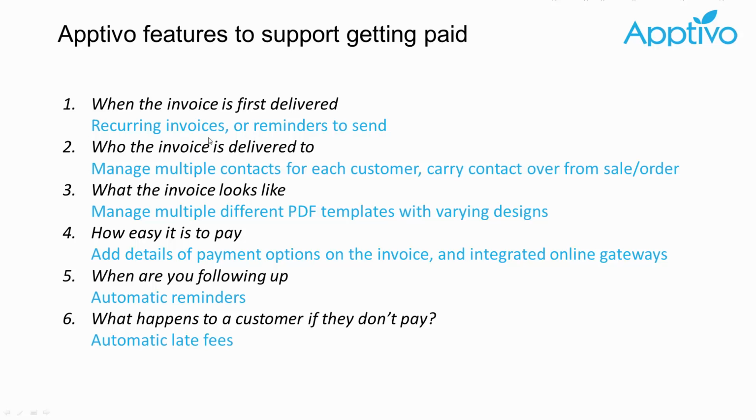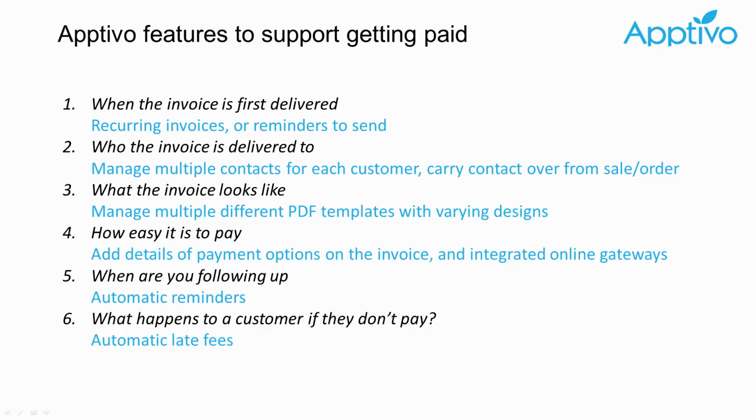So as far as this first one, when the invoice is first delivered, there's a couple ways that you can control this. One is we actually have a recurring invoices feature, where in some cases, like you're doing monthly billing, when you send that invoice is quite important. So do I send it on the 1st of the month, the 3rd of the month, whatever it might be.